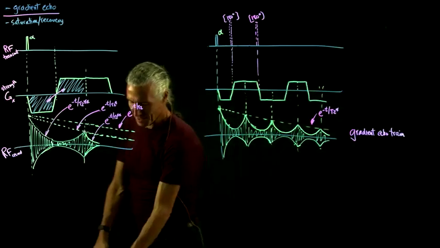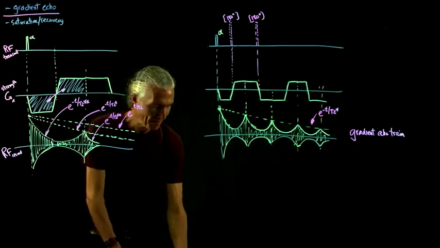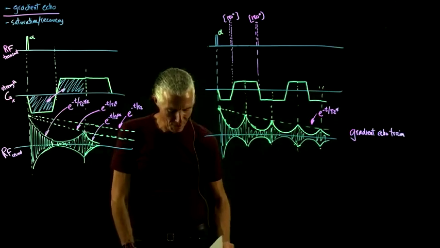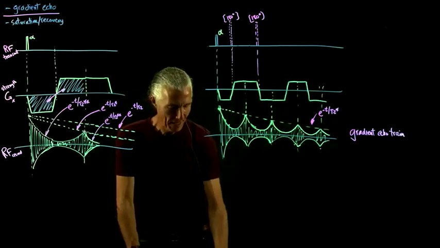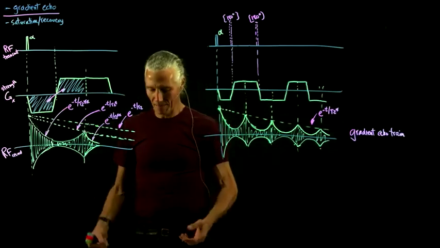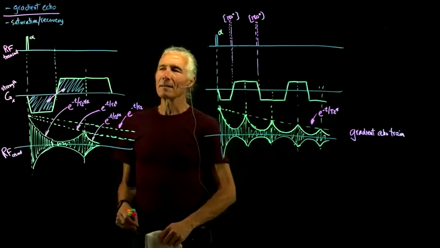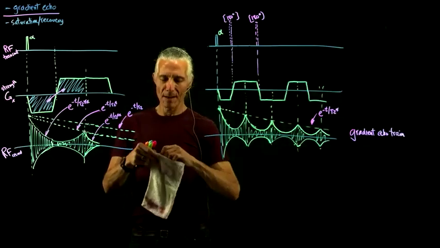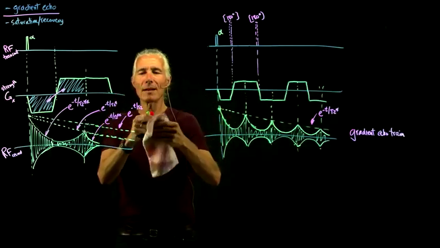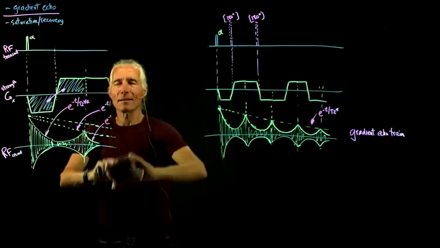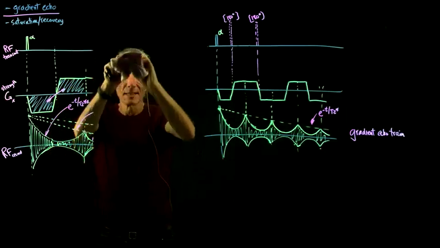Okay, so are people okay on the gradient echo? This is one of the most common pulse sequences that we use. So if you look at what the scanner is heavily used for, functional MRI is a sequence that's a gradient echo sequence.